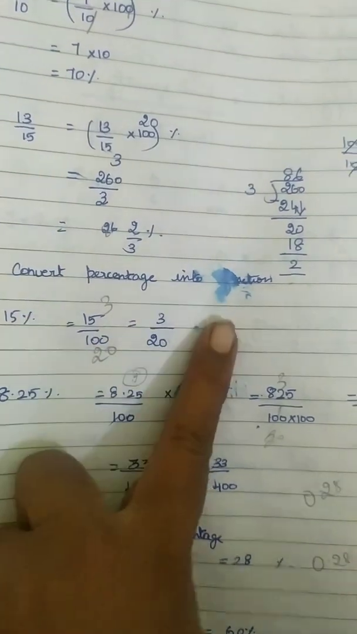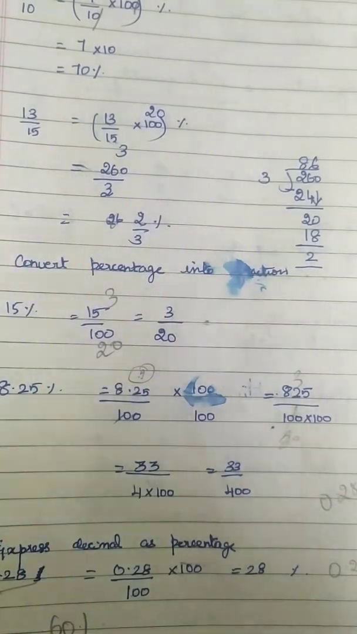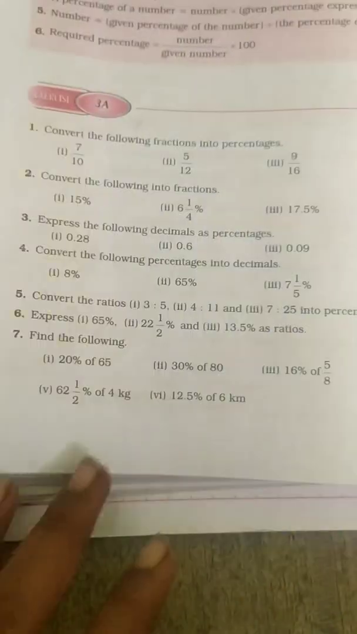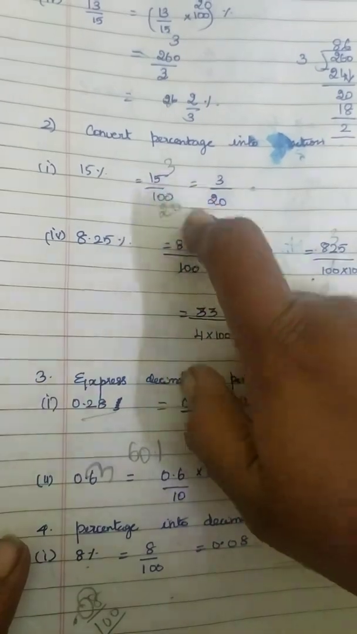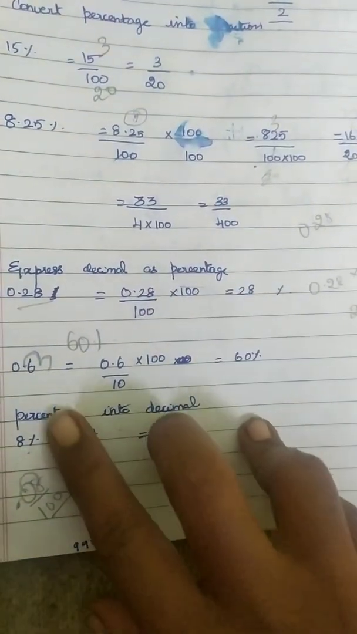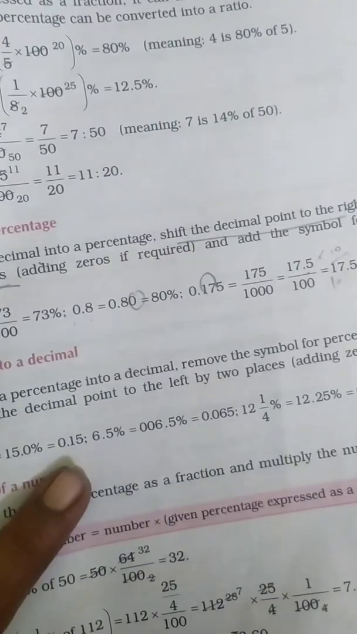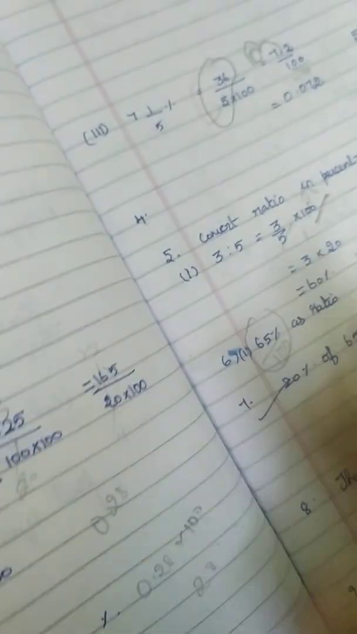Then percentage into fraction, like 15 by 100. So a percentage is there. We are going to convert it into a fraction. So 15 percentage means it is 15 by 100. Decimal as a percentage, 0.28. So I have shown you the formula, right? To convert a decimal into a percentage, shift the decimal to the right 2 places and you will put the denominator 100. This is how you are going to do it.